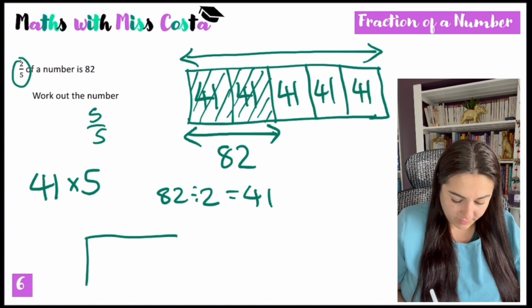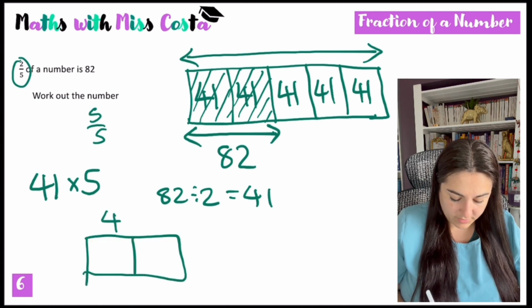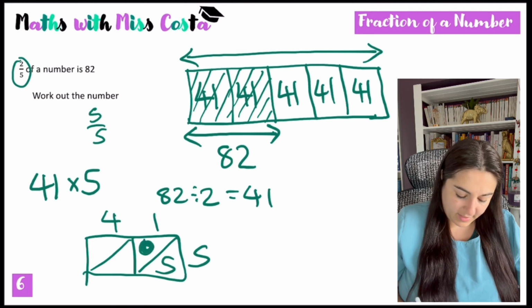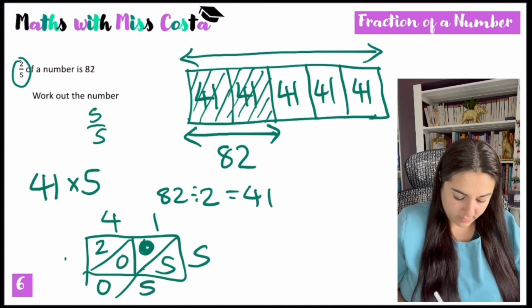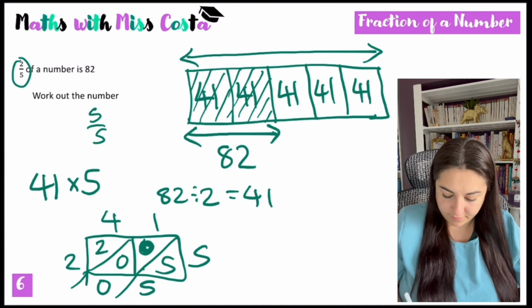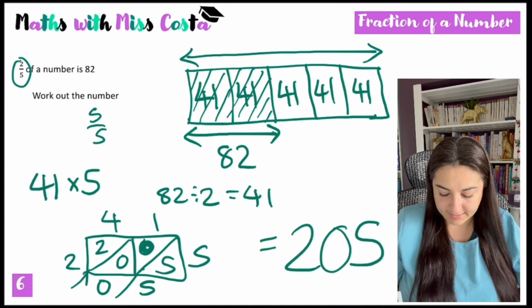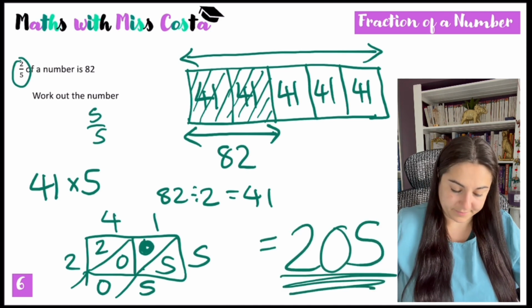So once again, we could use the lattice method. 41 times 5. 1 times 5 is 5. 4 times 5 is 20. Add along. That would give you 205. So the number is 205.